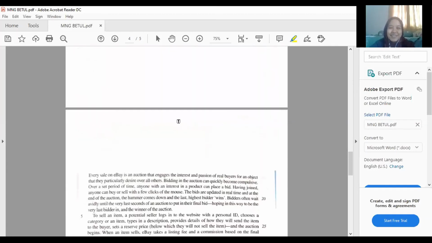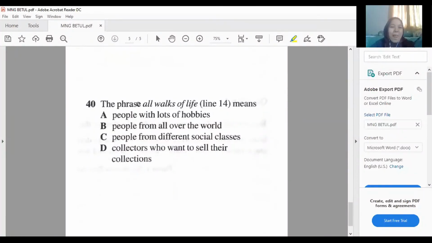So for the second question: the phrase "all walks of life", line 14, means. First, identify the MNG questions. It is stated that it is an MNG question. Read and identify the keywords: phrase "all walks of life", line 14. Refer to the clues by using strategies in identifying the contextual clues and word structure clues. All walks of life, line 14.